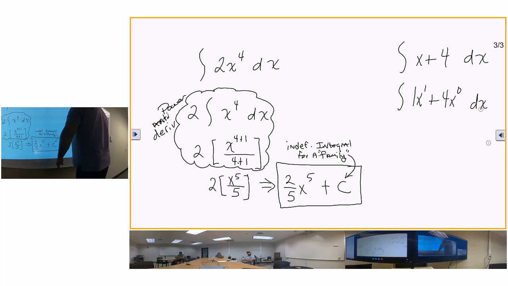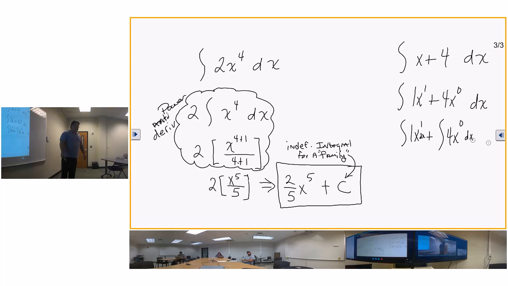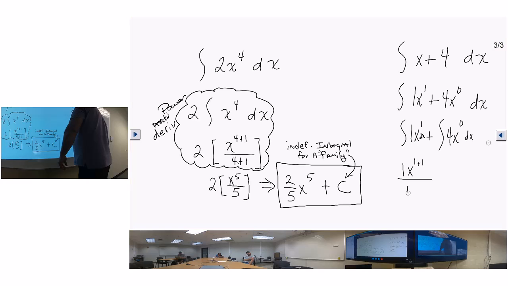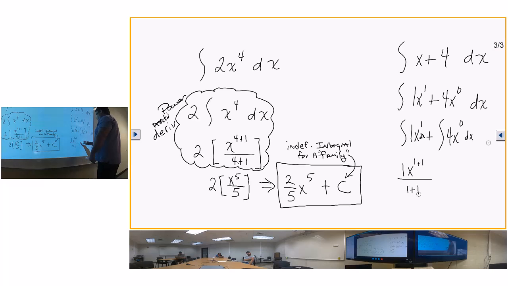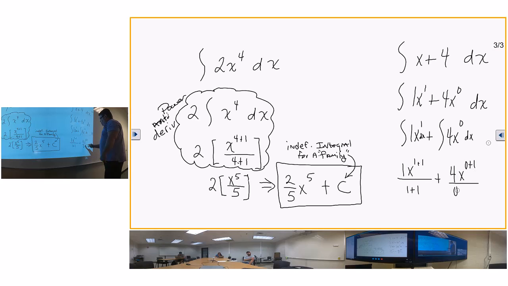So I'm going to take the integral of 1x to the first plus the antiderivative or integral of 4x to the 0, put a little dx here, put a little dx here because some teachers will have a fit if you don't put that dx. And now I'm going to say x to the 1 plus 1 over 1 plus 1 plus 4x to the 0 plus 1 over 0 plus 1.